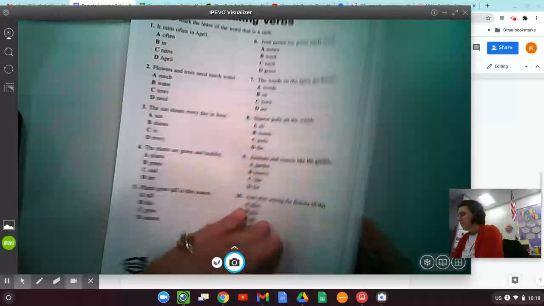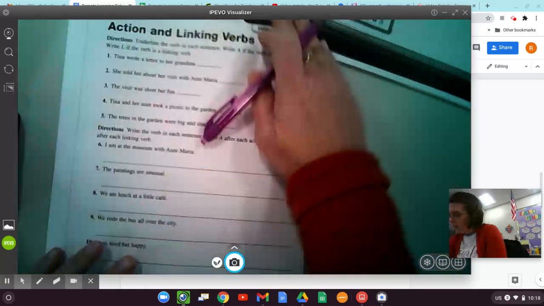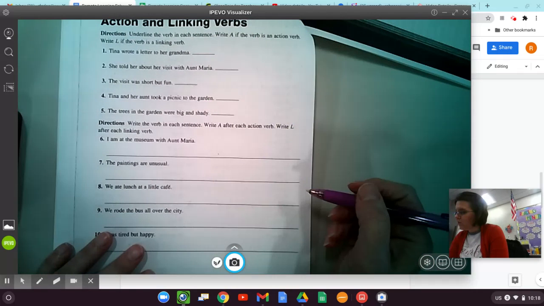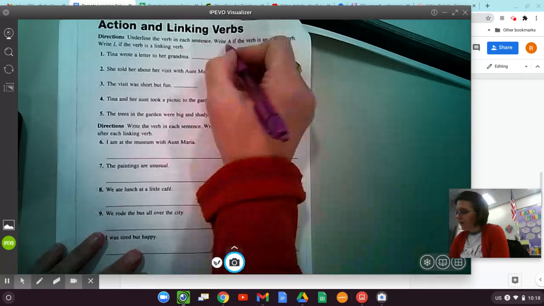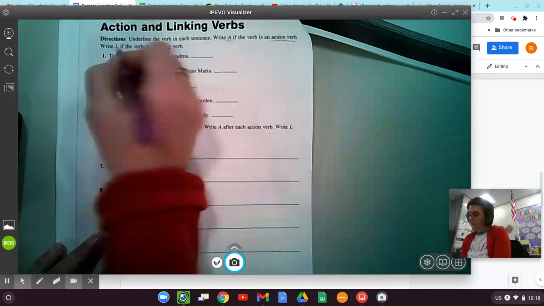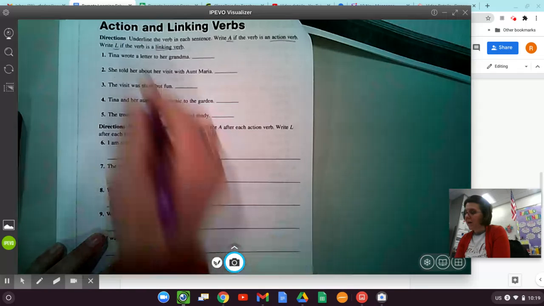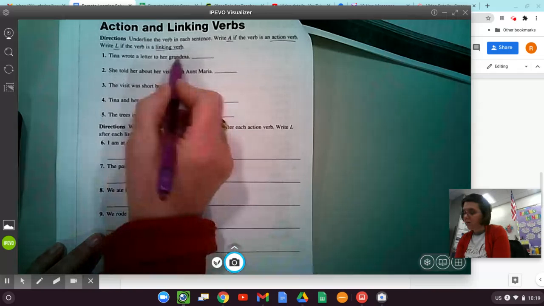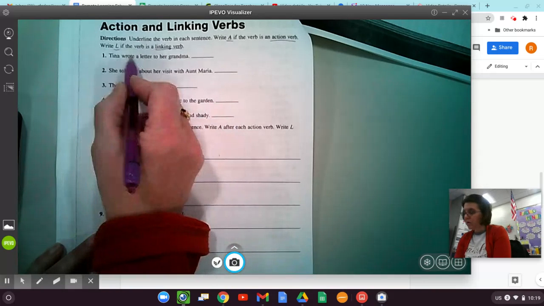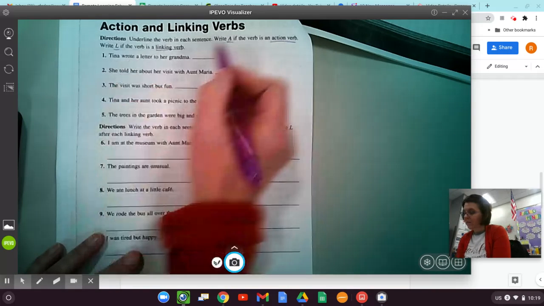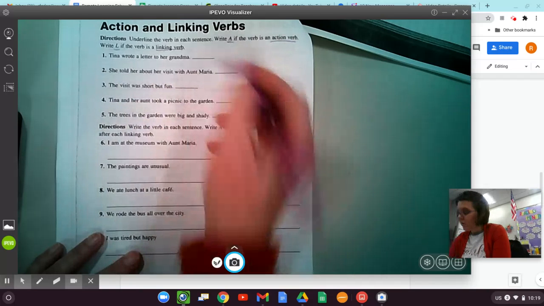Let's take a peek here at this back page. Underline the verb in each sentence. Write A if the verb is action, L if it's linking. Tina wrote a letter to her grandma. What did Tina do? She wrote. Is that action or linking? It's an action, so you're going to put an A there.